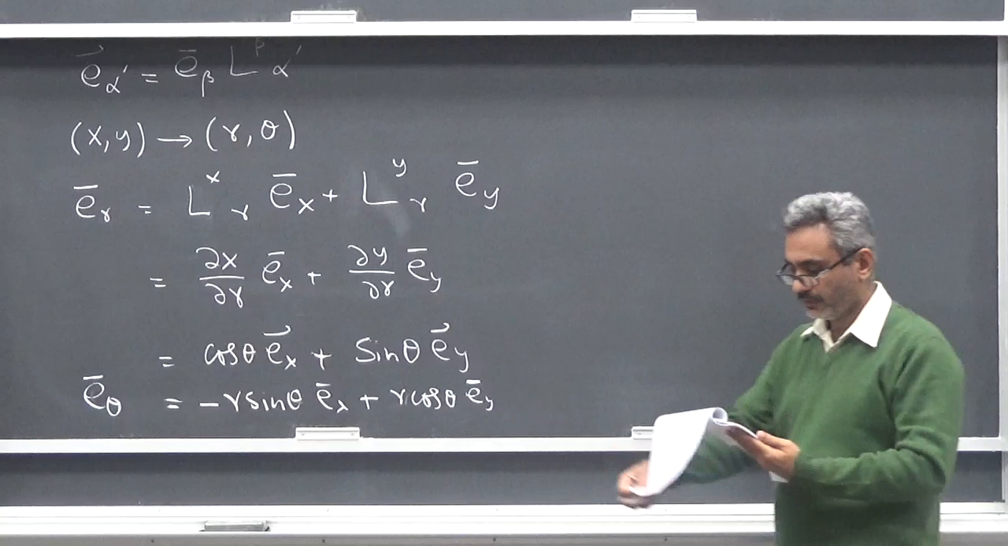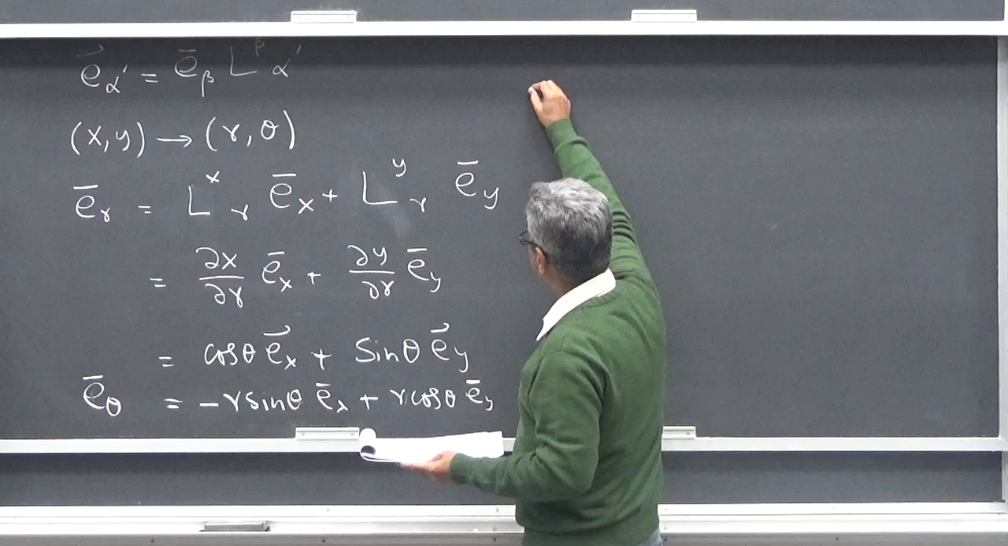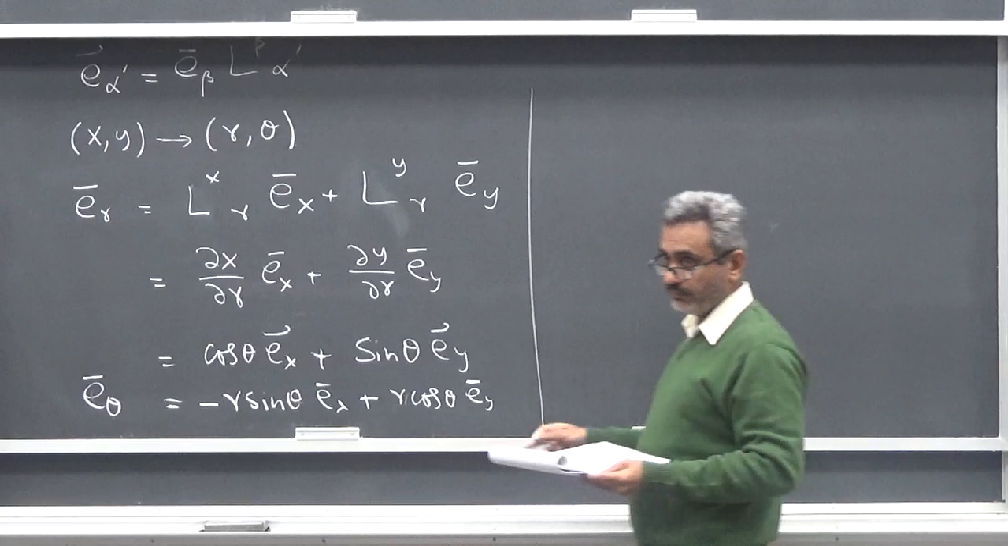Similarly, we can talk about, these are basis vectors, we can talk about basis one forms, right? How would you write them?